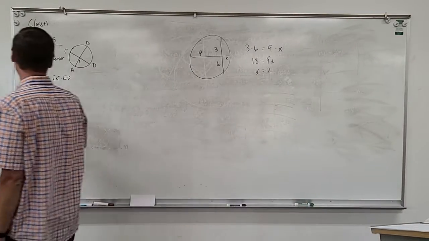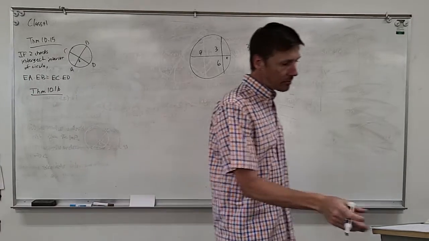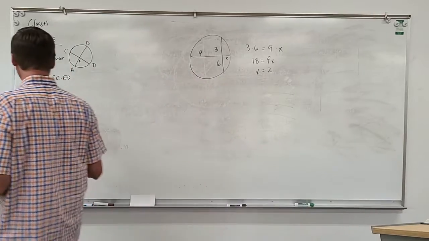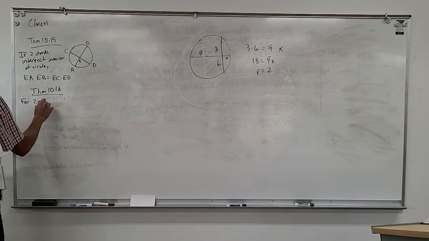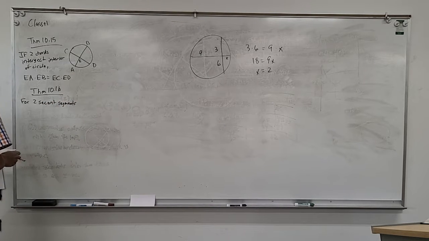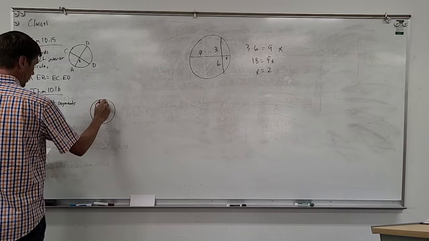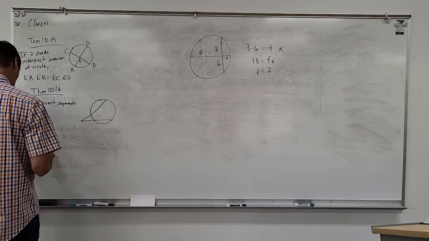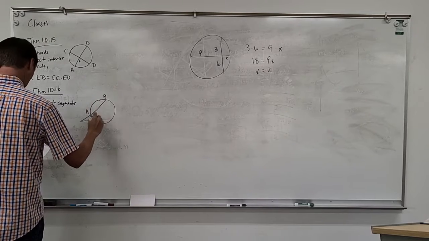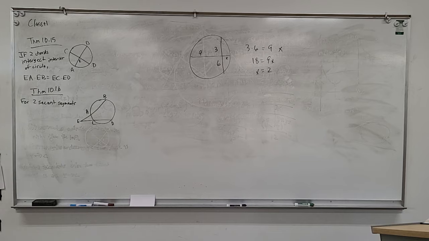All right, let's do theorem 10.16. And theorem 10.16 says for two secant segments. So we've got something that looks like this. And we've got A, B, C, D. We'll label this E out here. Does everybody see that AB and CD are secant segments? They're segments of the secant.